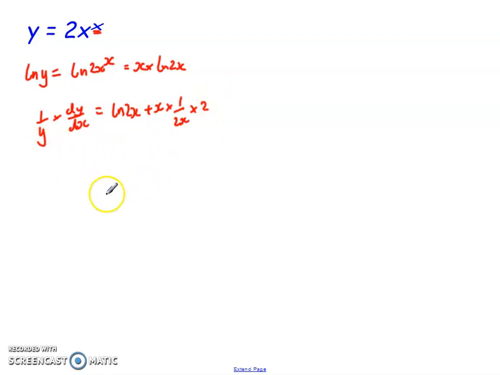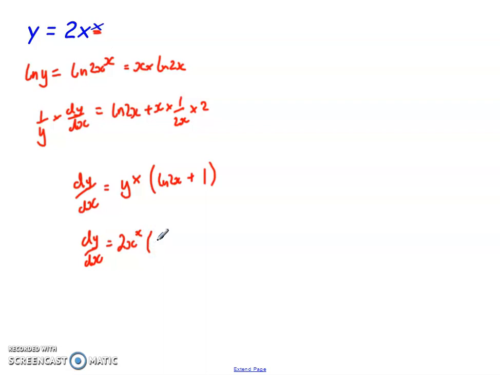What I'm then going to do, bring the y across. So I'm going to end up with dy by dx equals that y times, then what's in the bracket that I'm going to make. So I've got ln of 2x plus, well, this one here, if I'm simplifying this, I'll end up with x times 2, so 2x on the top, 2x on the bottom, so it's then going to be plus 1. And again, at this point, substitute back in for the y, so I can say dy by dx equals the 2x to the power of x, open bracket ln 2x plus 1.